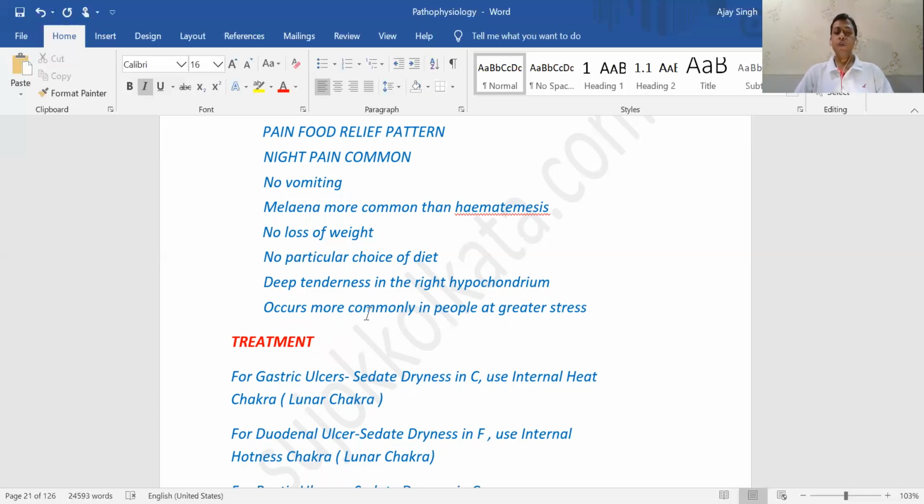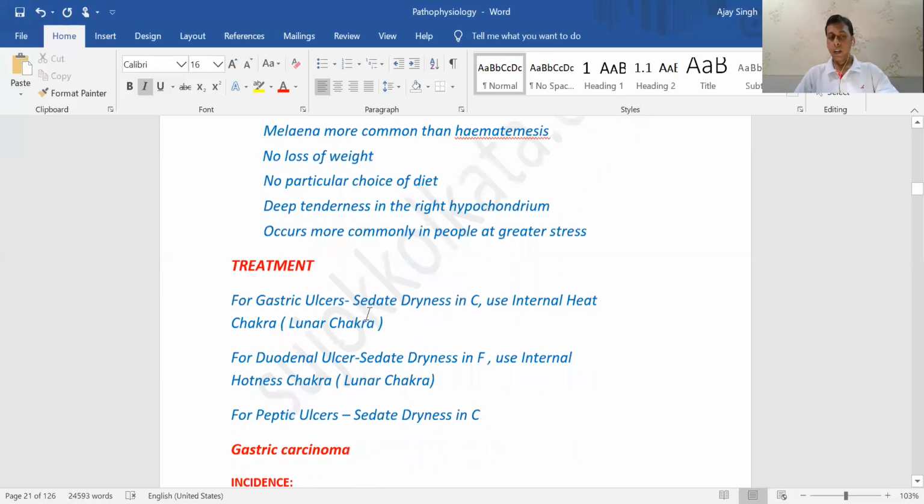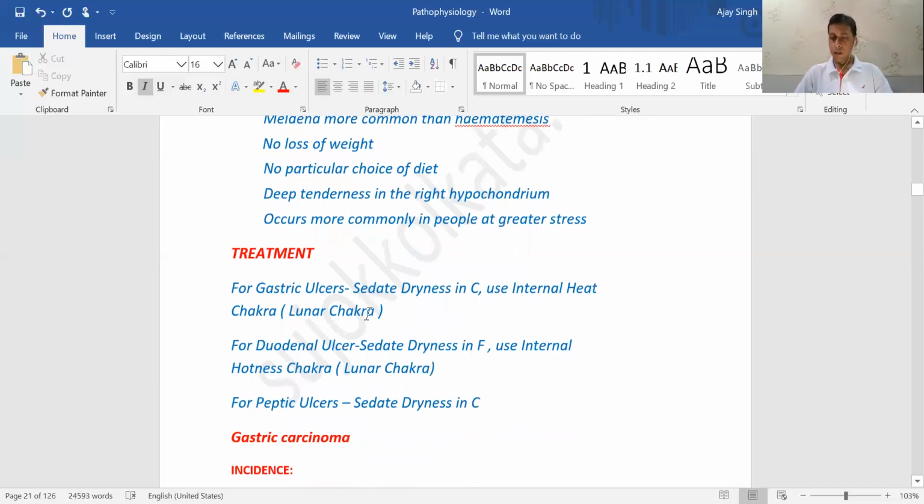And what we have to do if the problem is both in the stomach and duodenum? If the person is having a problem in both, in the gastric part and the duodenum part also, in that case we have to sedate dryness in the stomach. And we are thinking about sedating dryness not only in the stomach, but in the whole digestive tube. Because the stomach meridian not only controls the stomach, the stomach meridian controls the whole digestive tube also.